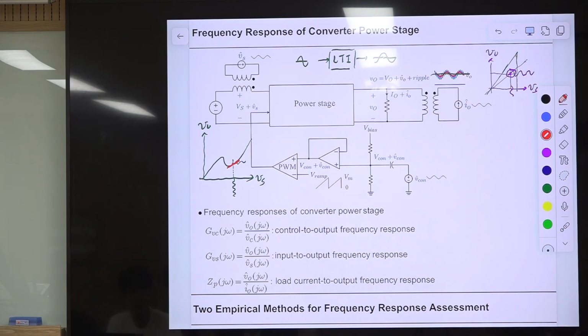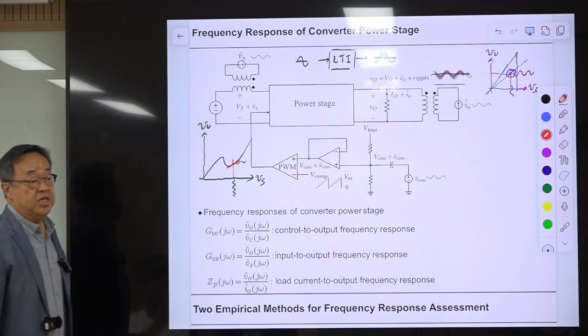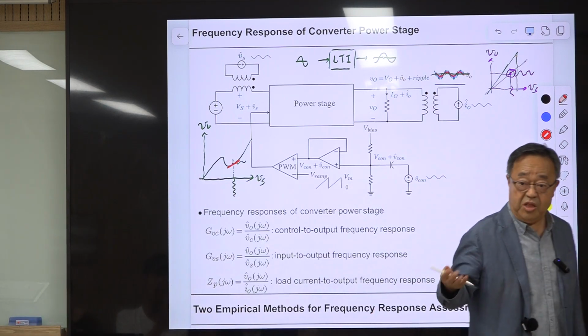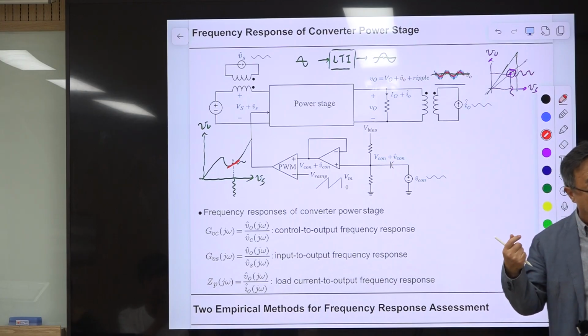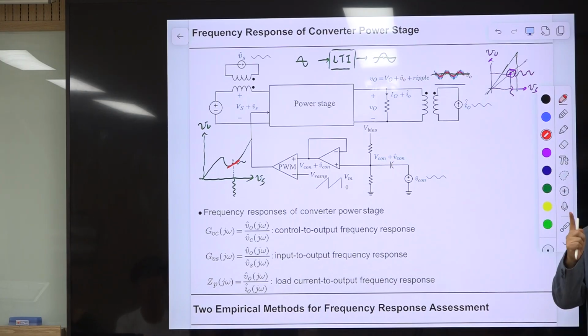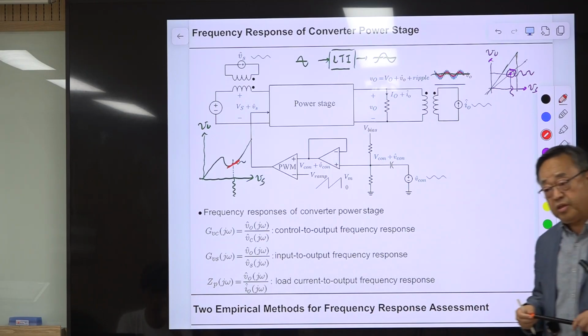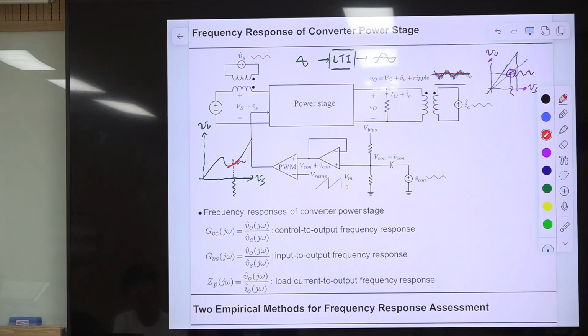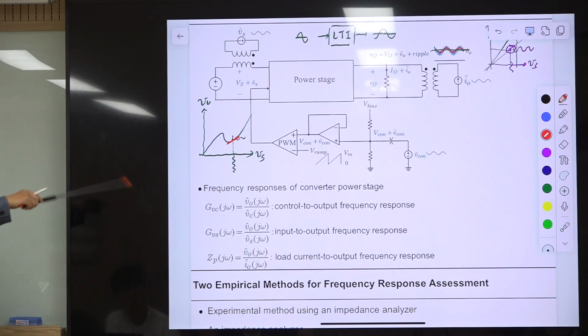If you have a small signal model, the model embraces all your knowledge about the linear time invariant system to analyze the dynamics, stability, everything about your PWM converter, only locally. Okay, on the assumption that you are not moving widely from the given operating point. That is the requirement. Okay, so with that assumption, this diagram makes sense.